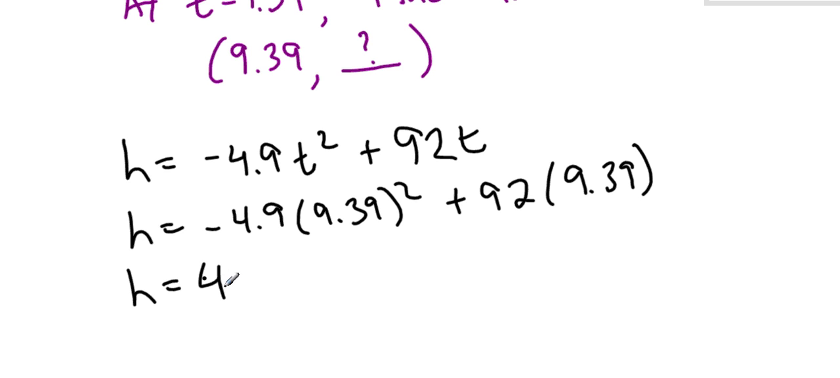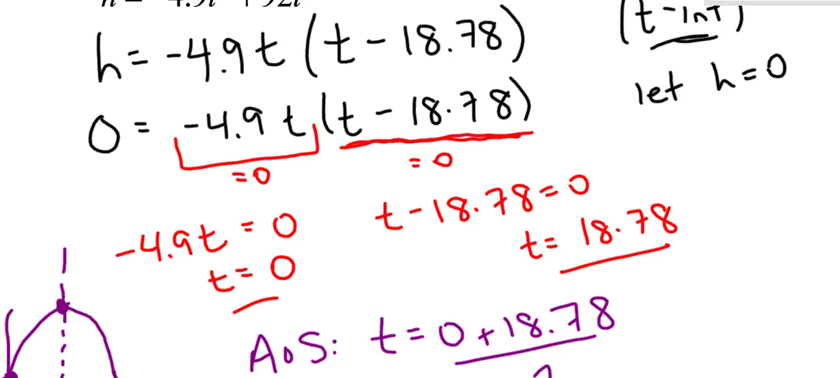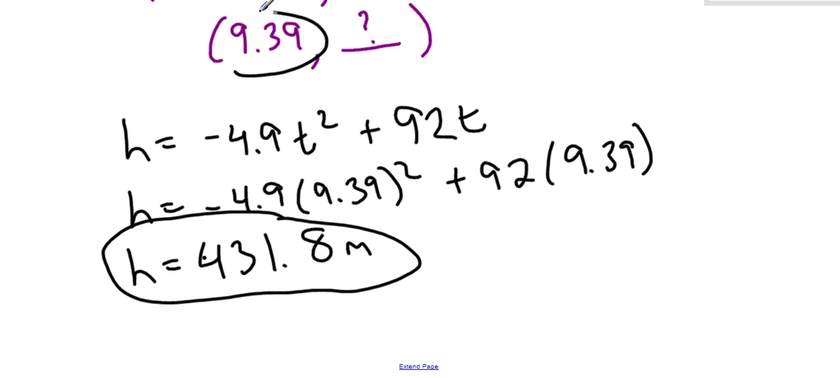So when I do the math in my calculator, I get an answer of 431.8 meters. And I'm rounding to 1 decimal here. I kept 2 decimals in my question, so my answer will have 1 decimal. So let's make sure we have the answer. A, determine the maximum height of the flare and the time required to reach this height. So we have both answers. Here's the maximum height, and here's the time required. So therefore, the maximum height is, and the time required to get there is right here.